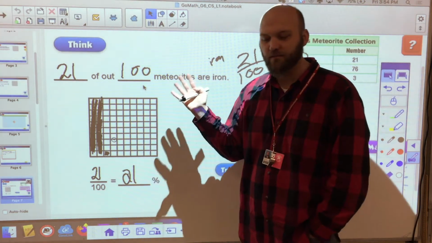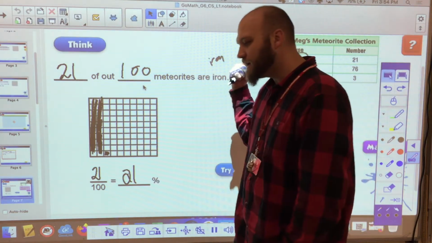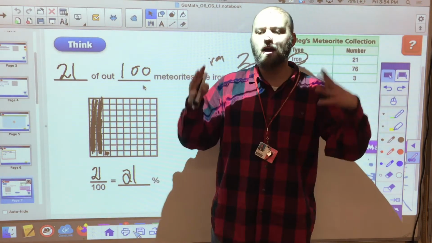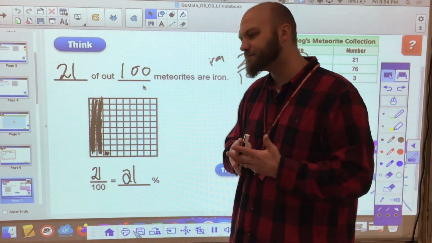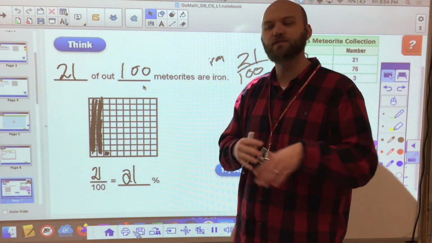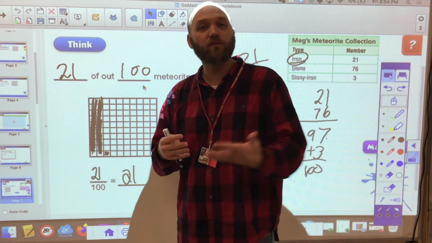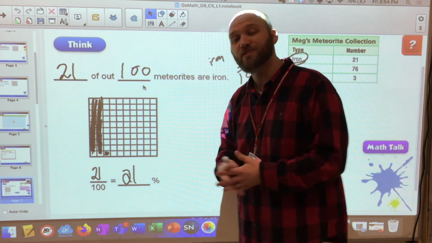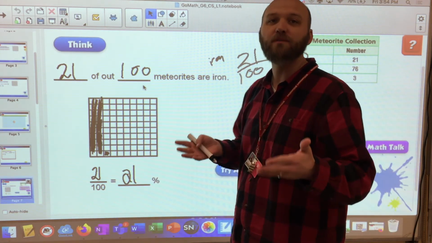So I've modeled my percentages. So again, now we're looking at how to describe large portions of data in relation to 100. It's just a ratio or an equivalent fraction to 100. That makes it a percent, because percent literally means out of 100.